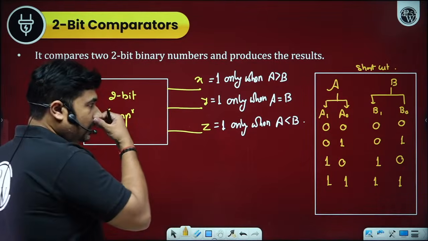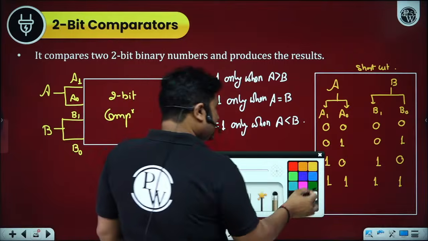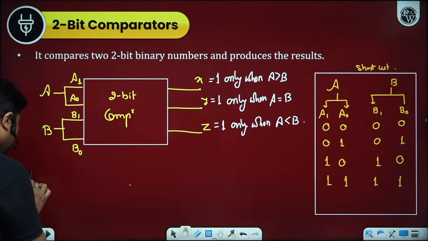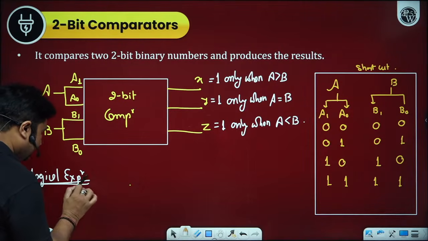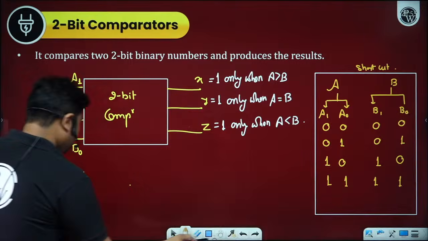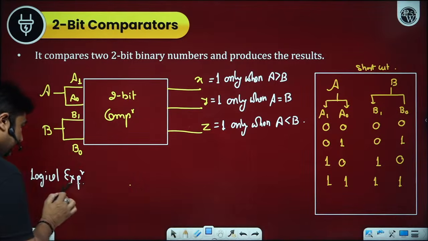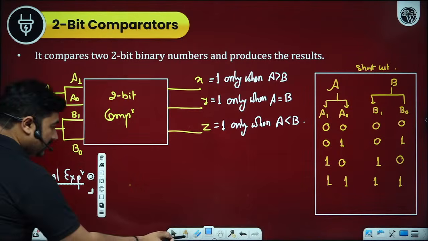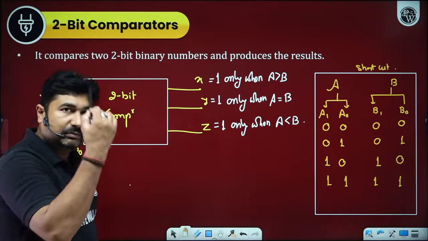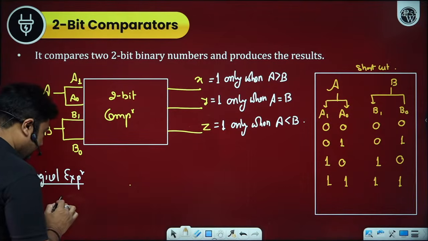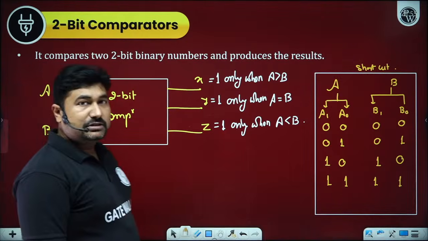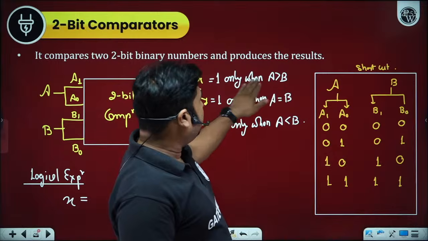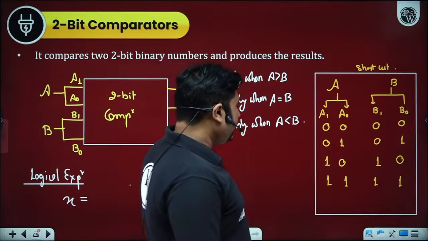Now please observe, what is the logical expression for X? So I am directly writing the logical expression. Instead of going with the truth table and finding the minimized expression, we can utilize the 1-bit comparator information to write the logical expression of 2-bit, 3-bit, and n number of bits. X is high only when A is greater than B.